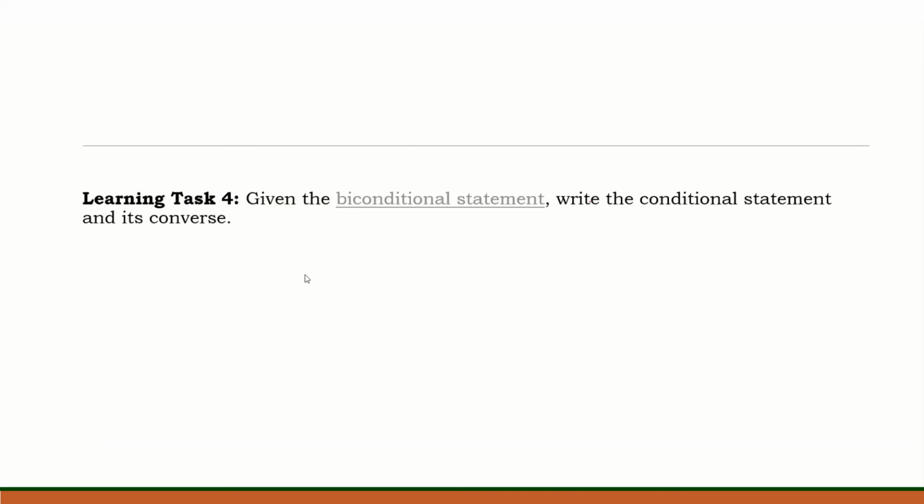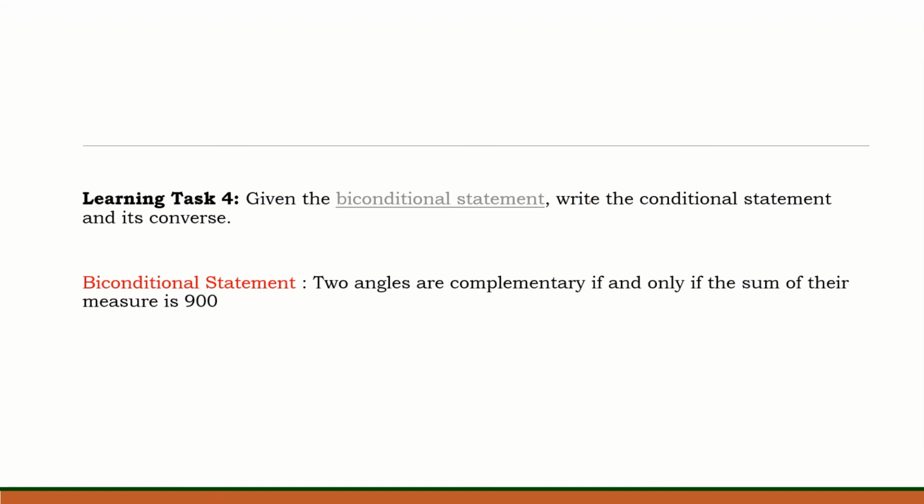Okay, balik tayo dito. First example, ang ating biconditional statement, two angles are complementary if and only if the sum of their measure is 90°. Okay, tatanggalin nyo lang dyan yung if and only if. Tapos, lalagyan nyo ng if at then. Papalitan nyo lang. Okay, ito yung tatanggalin nyo lang dyan.